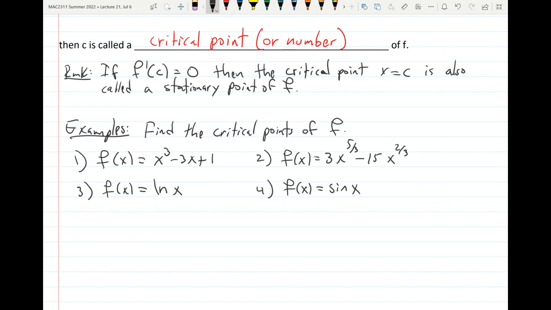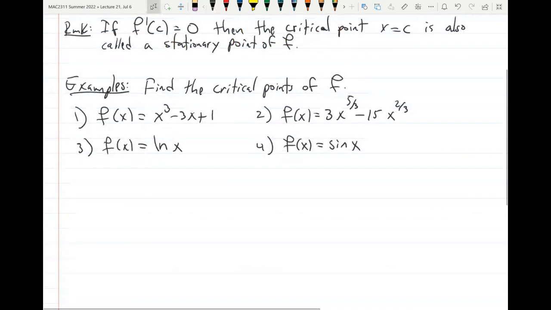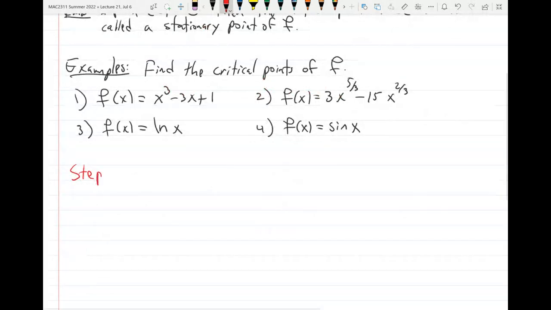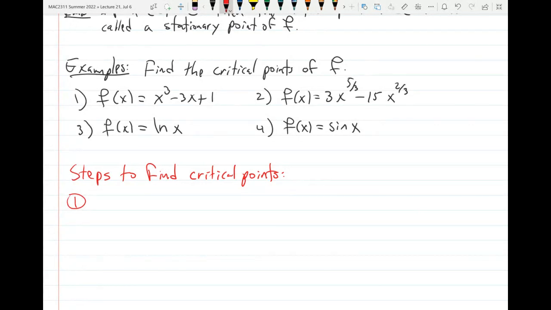Okay, so we want to find the critical points of the function f. So let's do this one by one. Okay. So let's see again. Steps. I mean, it should be clear from the definition, but let me write it. So steps to find critical points. So what's step number one?